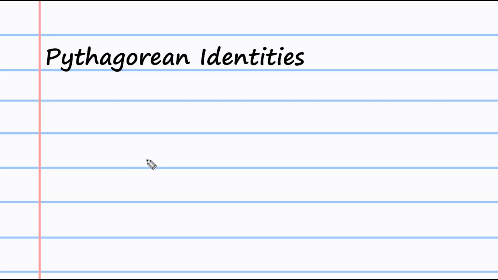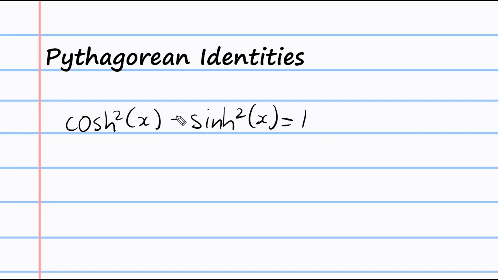Okay, so here's when things start getting a little bit tricky with identities. For Pythagorean identities, we know that sine squared x plus cosine squared x equals 1, right? But with hyperbolic trig functions, the signs are a little bit different. So with hyperbolic trig, cosh squared x minus sinh squared x equals 1. It used to be a plus sign with regular trig, but it's actually a minus sign here, all right?